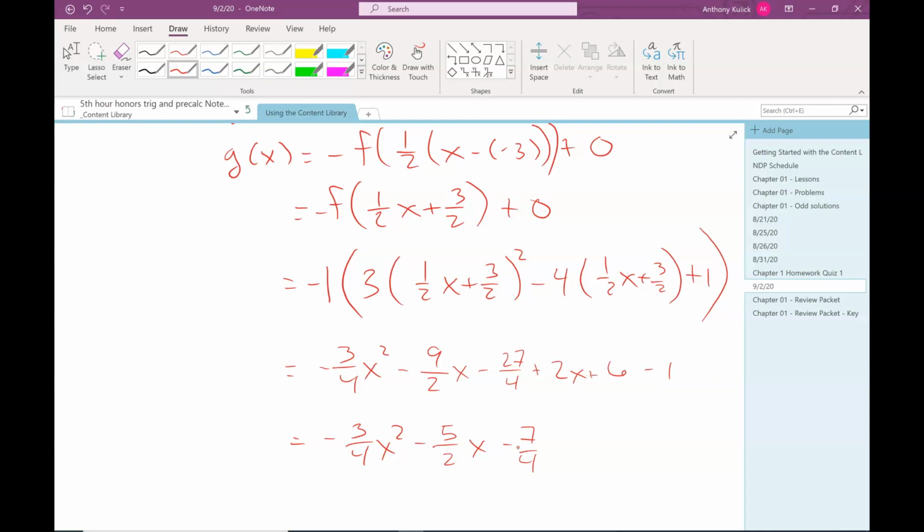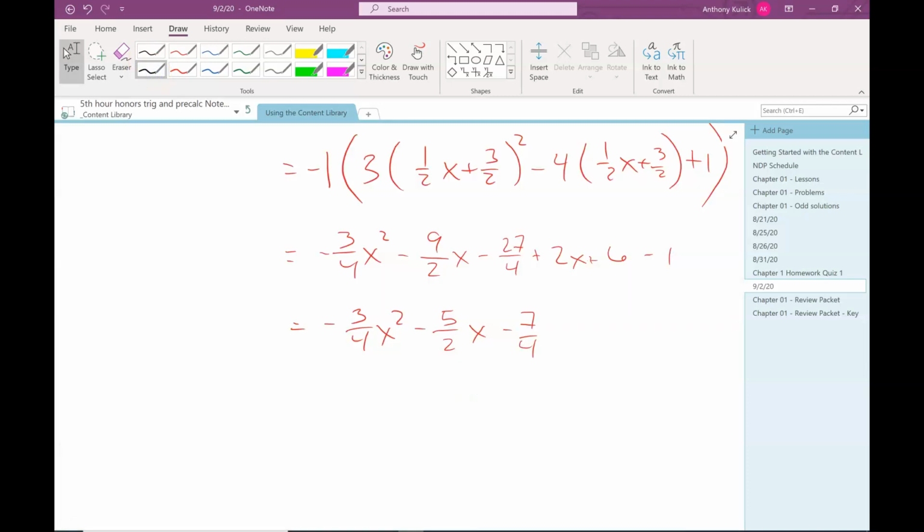Everybody's okay with one of these though? It basically just is some tedious simplifying at the end, right? Okay.